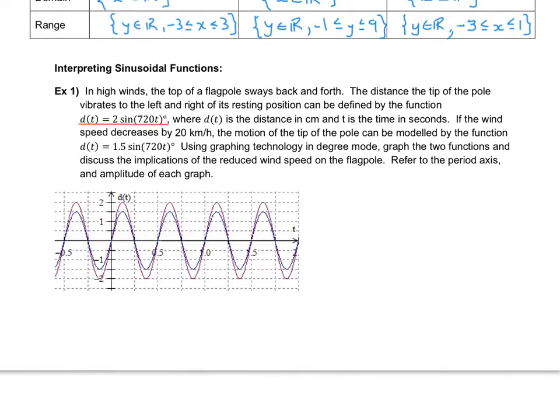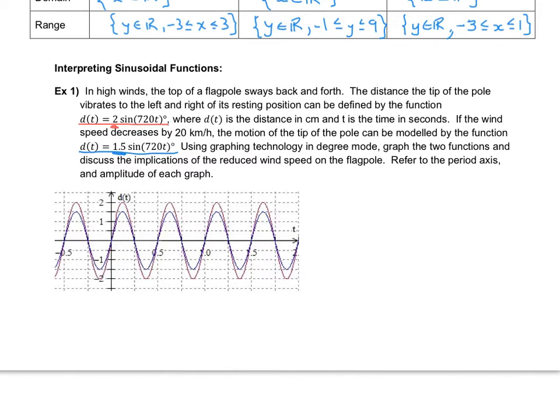Now, if the wind speed decreases, the motion of the tip of the pole can be modeled by this new function, which is the blue one that I have below. And you can see those equations are very similar. Really, the only difference here is the second one has a 1.5 where the first one had a 2. So using graphing technology in degree mode, if you're in Desmos, you've got to go to the little wrench in the top right corner of your screen, and make sure you change into degree mode. By default, it's in radian measure.